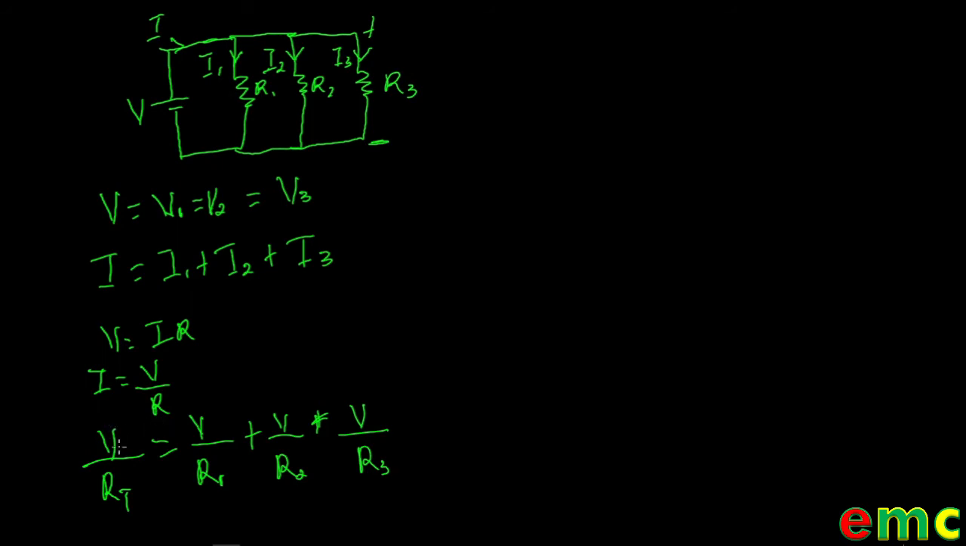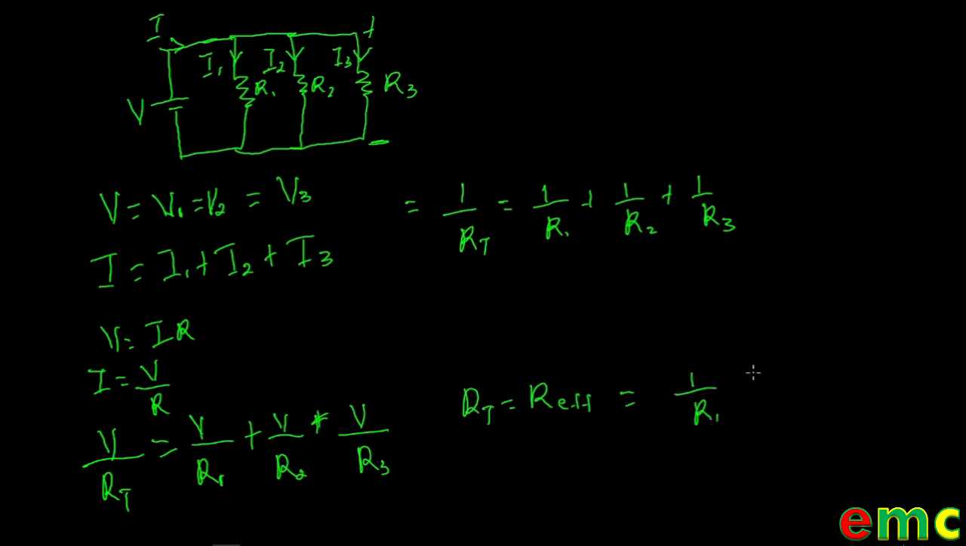So if we divide all through by the voltage, we'll be left with 1 over RT, the total resistance of the circuit, equal to 1 over R1 plus 1 over R2 plus 1 over R3. We can effectively say that our total resistance, which is the same as the effective resistance of the circuit, is equal to the inverse of the sum of the inverse of the resistance in each branch.